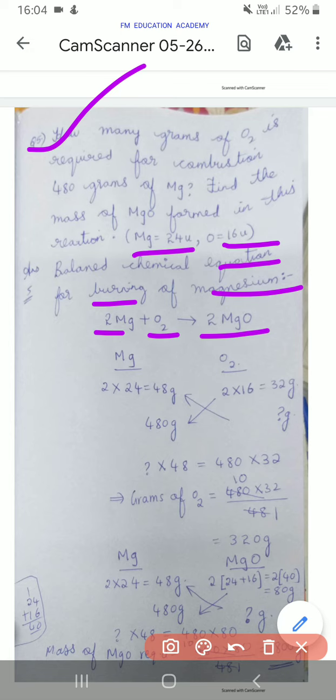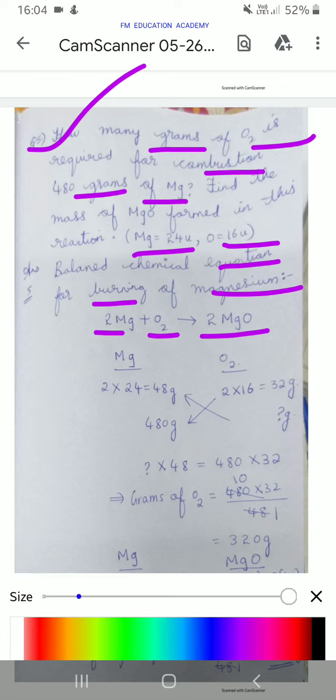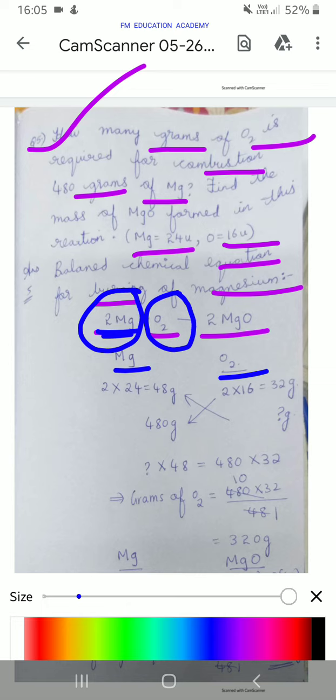So what is it asking first? How many grams of oxygen are required for combustion? Combustion means burning, of 480 grams of magnesium. It is telling me to compare magnesium and oxygen. So write magnesium here, write oxygen here. Before magnesium, how many atoms are there? 2 atoms. And it already gave you the atomic mass of magnesium, 24. So 2 into 24 is 48 grams. So you got the mass of magnesium, 48 grams. Then how many atoms of oxygen are there here?